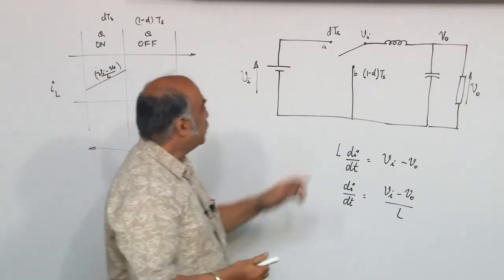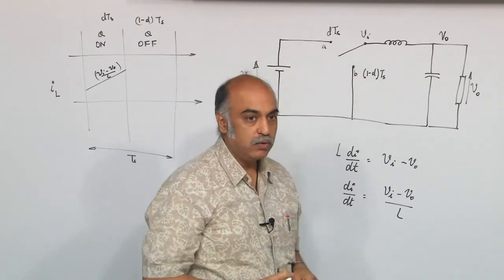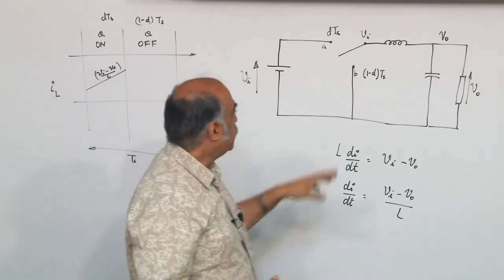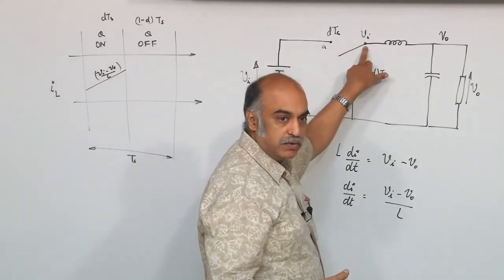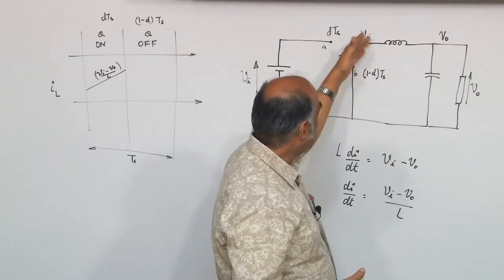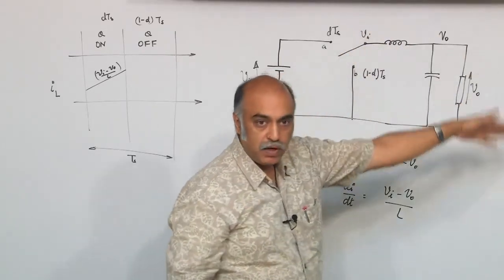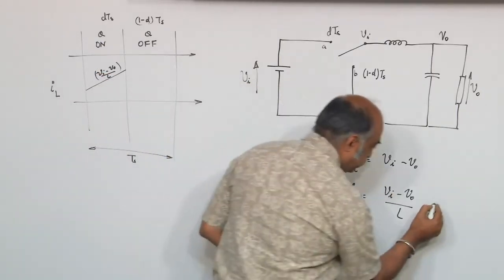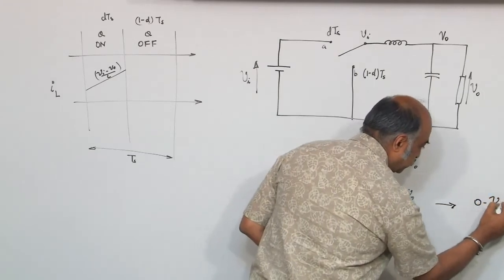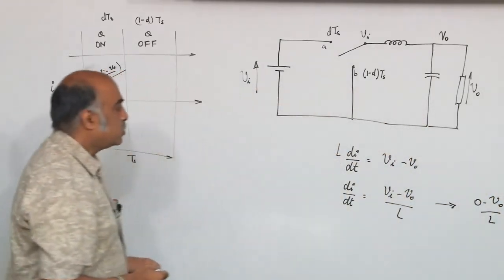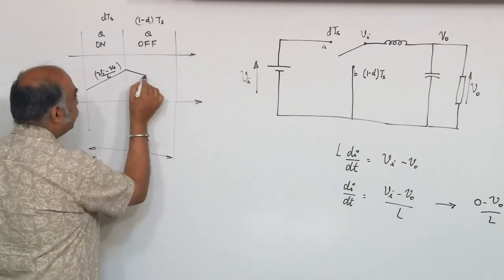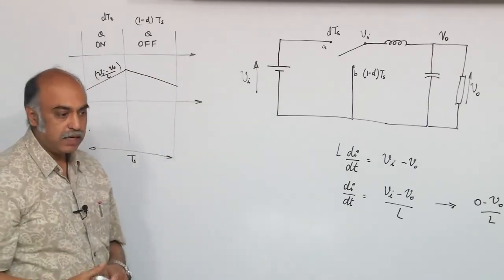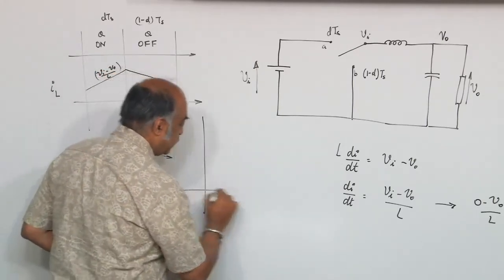Then during the time when this is connected to B, during the 1 minus d Ts period, this node potential is now 0, and therefore the voltage across the inductor is 0 minus V0. So, you are applying minus V0. So, this would become 0 minus V0 by L. So, you have a negative slope. So, this keeps going cycle by cycle. So, that is what I indicated there.